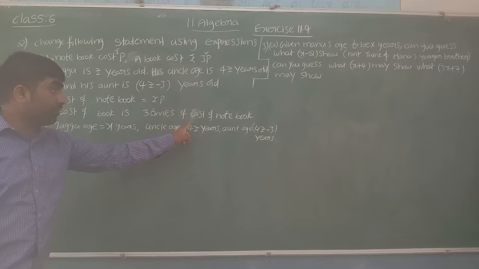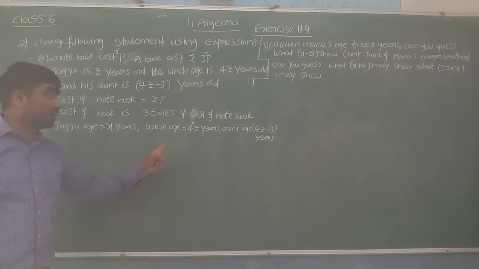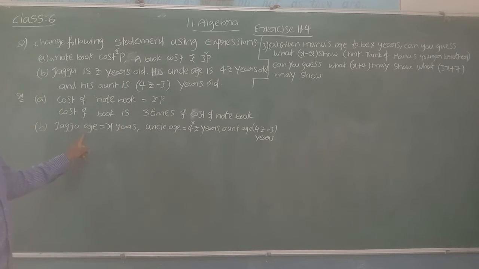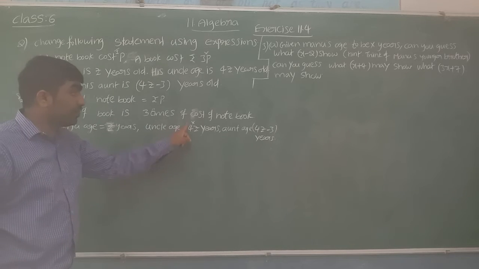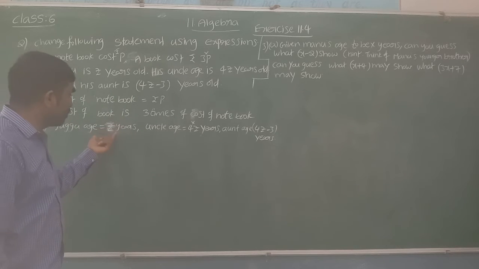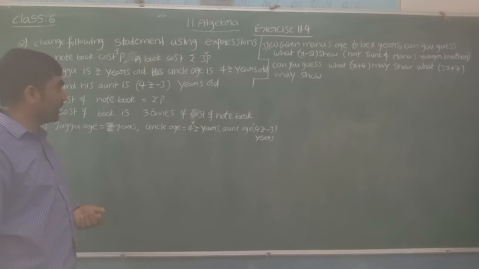Uncle's age is 4 times Z. Here, in between, there is no symbol; we can use the word "times" for the multiplication. What is meant by Z? Z is the age. Sorry, Z is said to be Z years. So uncle's age is 4 times Z's age. Suppose Z is 10 years, then uncle is 4 into 10, which is 40 years.